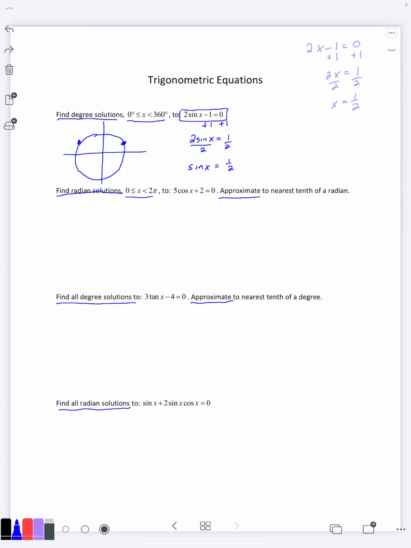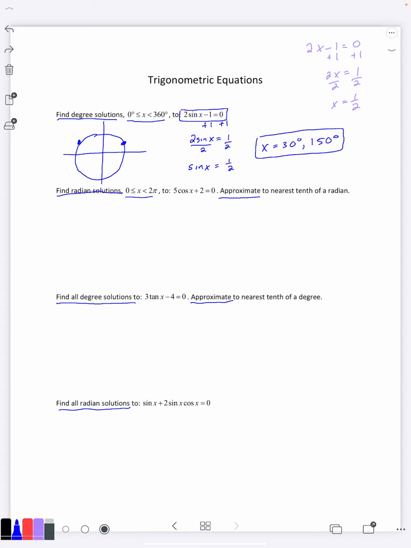And those are going to be the points with reference angles of 30 degrees. And so that's going to be x is 30 degrees, and the point in quadrant 2 is 150 degrees. So these are special angles in the unit circle. I can give the exact value here, and we have our answer to our first trig equation.